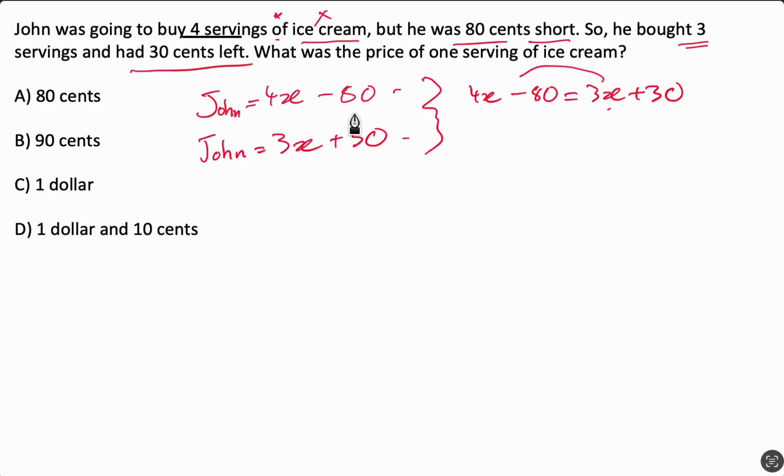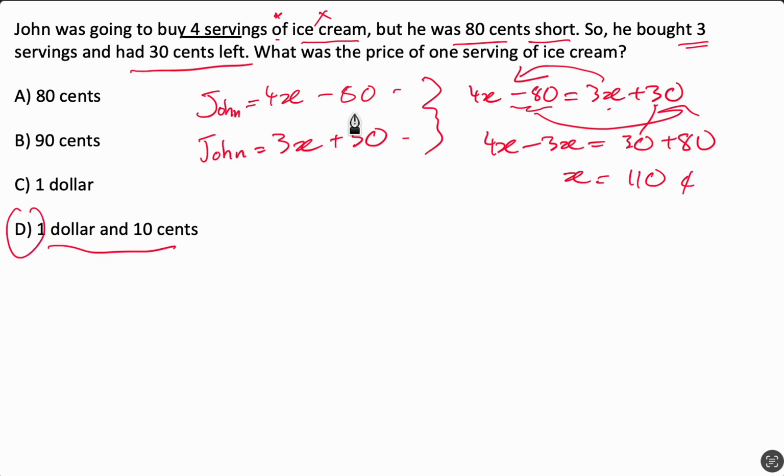So we bring this over here, isolate for X, and bring this whole thing back over here. So 4X minus 3X equals 30 plus 80, because we bring the other one over, so that's 80. So 4X minus 3X, that's X. And 30 plus 80, that's 110 cents, which is $1.10. So this is the way for you to solve it. Maybe this is a long way, but this is the way to solve this kind of problem.